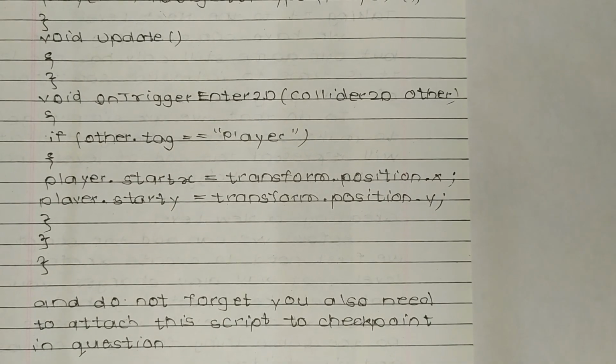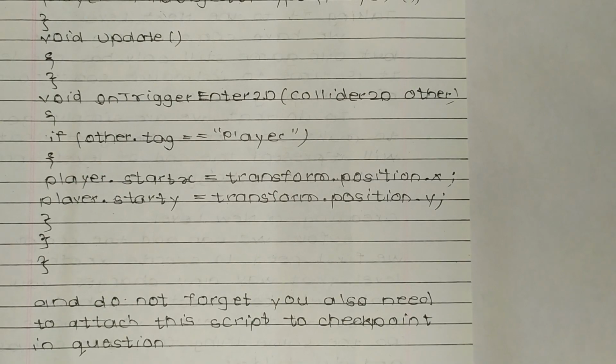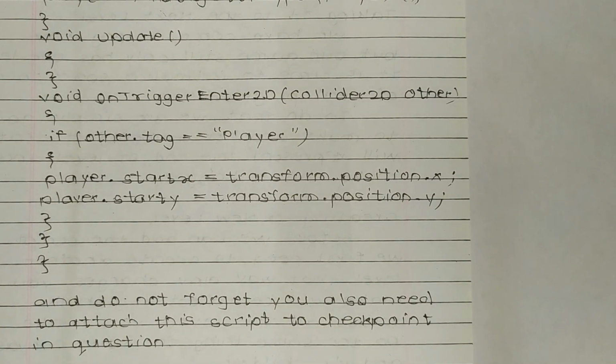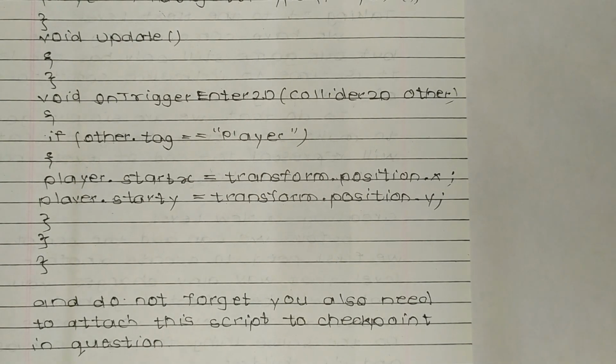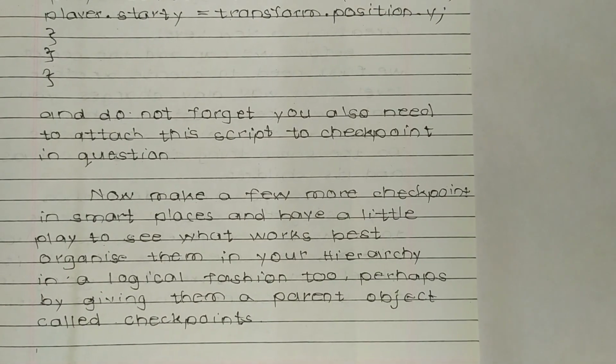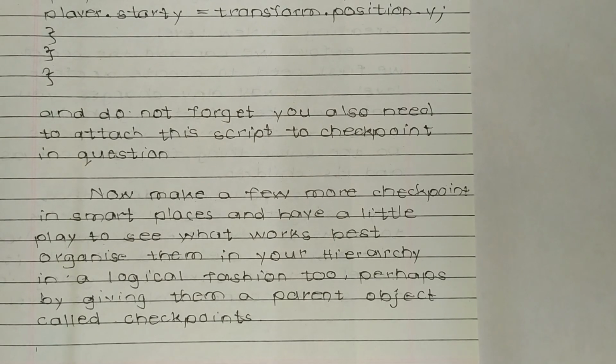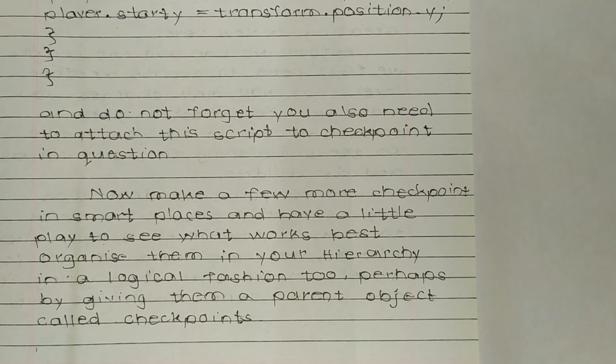If other.tag is equal to Player, startX is equal to transform.position.x, player.startY is equal to transform.position.y. And do not forget, you also need to attach this script to the checkpoint in question. Now make a few checkpoints in smart places and have a little play to see what works best.